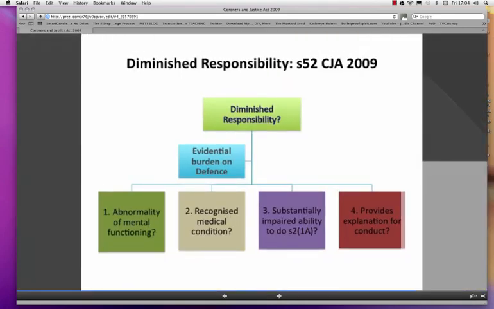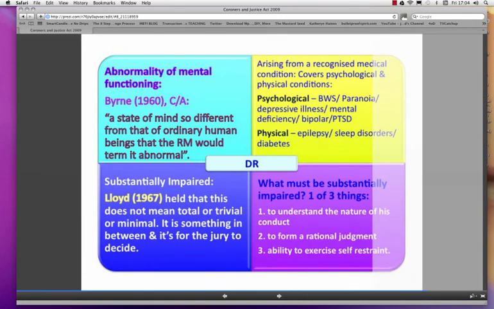Okay, so if we now look at that final component, that this provides an explanation for the conduct. And before we actually look at that final component, let's just have a look at an overview of everything we've said so far. So in our first box here, abnormality of mental functioning. When you mention this, Byrne is your key case, and remember that quote should be one that you memorize. It's a state of mind so different from that of ordinary human beings that the reasonable man would term it abnormal. Okay, it arises from a medical condition.